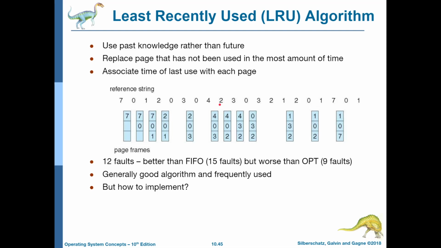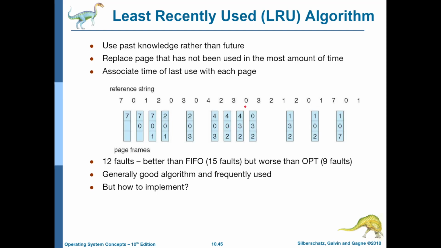So now we have 2. Well, 2 needs to replace a particular frame. We look backwards. We have 4, we have 0, so we need to replace 3. So we put 2 in place of 3. Well, what's the next access? 3. So we look backwards, we see 2 and 4. So we don't replace 2 and 4, we replace 0 with 3.